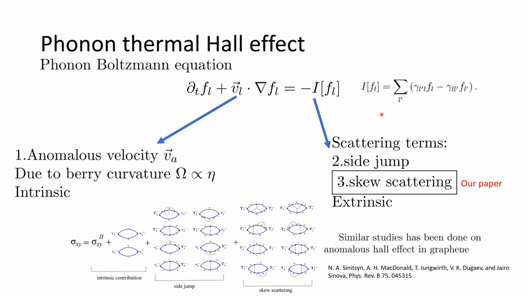Sorry, I missed this. What's the origin of the skew scattering here? Yeah, the origin is also from the phonon Hall viscosity. We are just taking some usual charge neutral impurities which couple to phonons, and then we assume all the time reversal breaking comes from the phonon Hall viscosity.